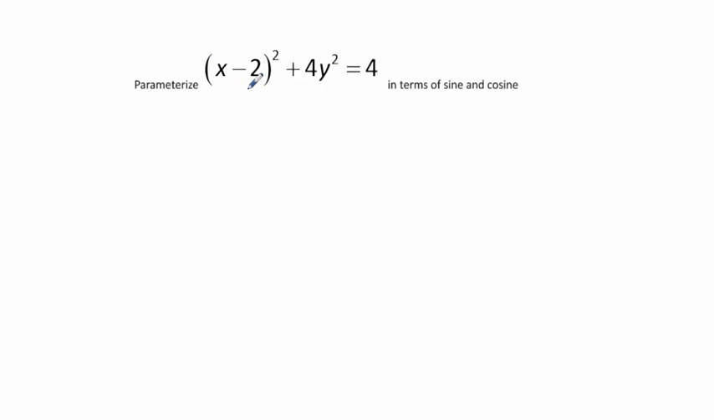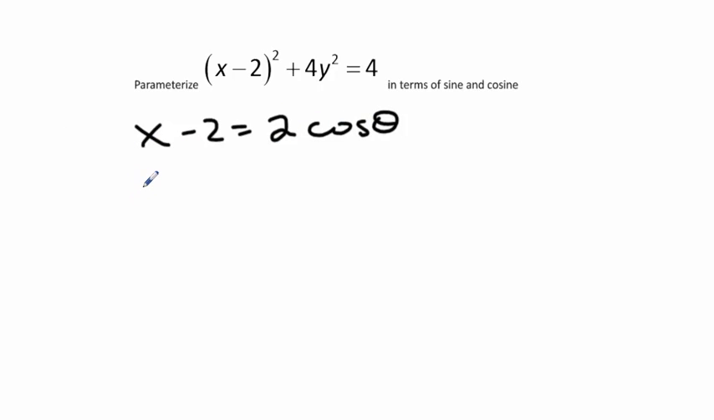The center of this ellipse is at (2, 0). So you can see that the radius in one of the directions is going to be the square root of 4, which is 2, and in the other direction is going to be 1, since 4 divided by 4 is 1. So let's do the x direction first. I know that I want x − 2 to be equal to the radius 2 times cosine theta.